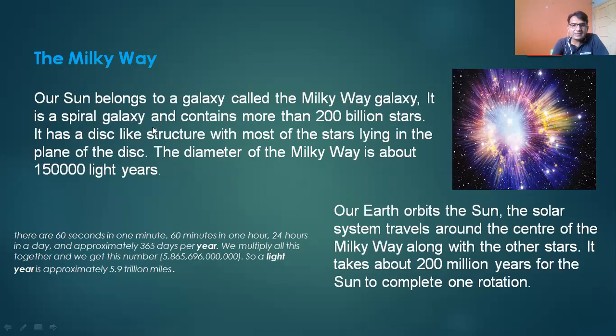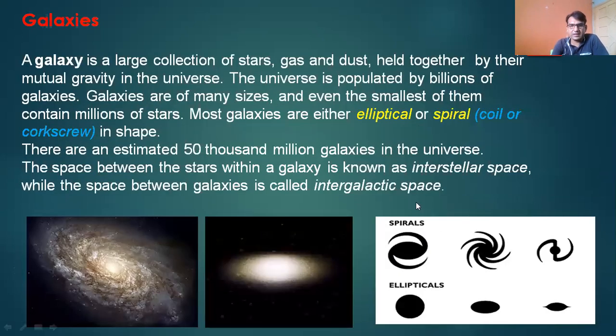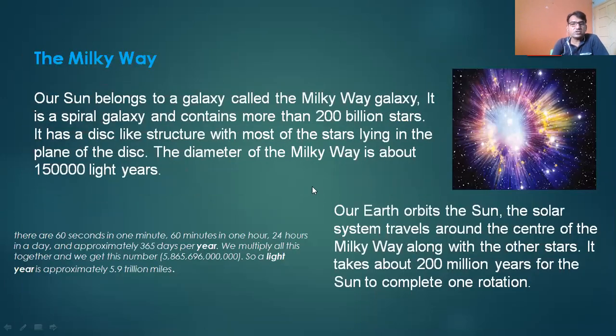It is a spiral galaxy. We have a galaxy which is called the Milky Way Galaxy, and it has this type of shape. It is a spiral galaxy, and it has 200 billion stars. So in our Milky Way galaxy, we have 200 billion stars. It is a disk-like structure, with most of the stars lying in the plane of the disk.